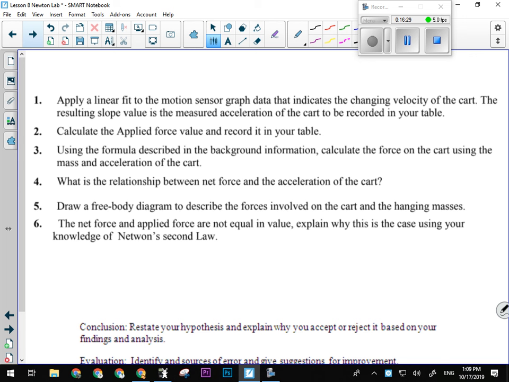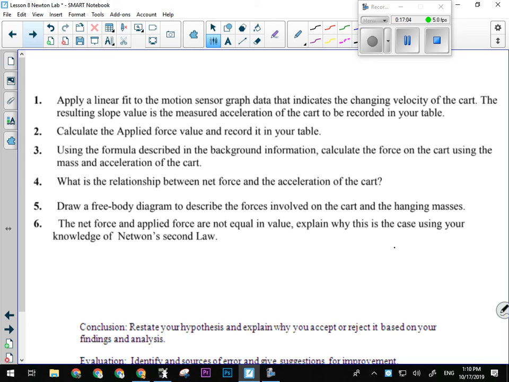Number 5, this is where you need to look at your data. Draw a free body diagram describing the forces involved. So that's what I was talking about before when I said, if you have a net force that's bigger than gravity, what does that mean? If you have a net force that's smaller than gravity, what does that mean? This is where you show me that. You draw a free body diagram that includes whatever other forces you think might be involved to create that situation. Number 6, you explain it. So 5, you diagram it. 6, you explain it.